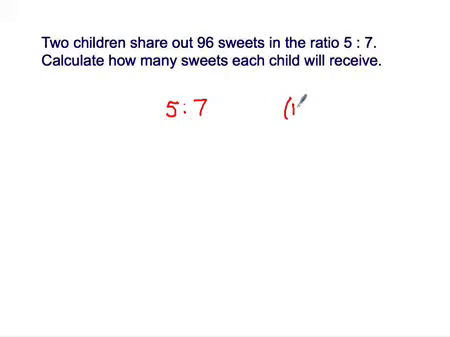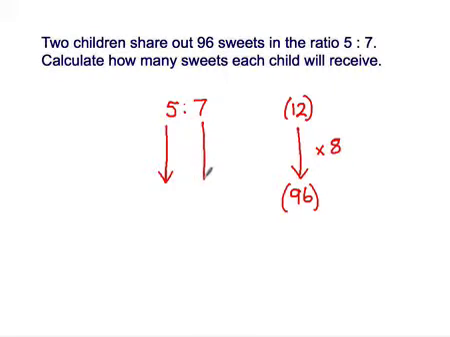So if I'm given the total, I know I'm going to be dividing it all up into 12 bits. So I'm dividing up the 96 into 12 bits. So I'm working out how many 12s go into 96. Well, that's 8. So I've multiplied 12 by 8 to get to 96. So I've just got to multiply both of these by 8 too.